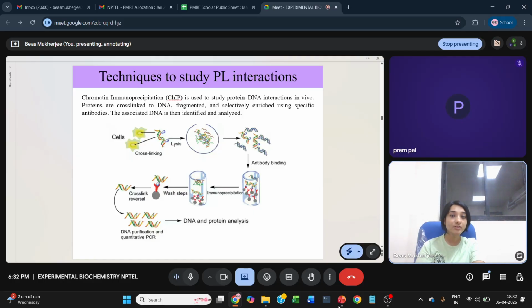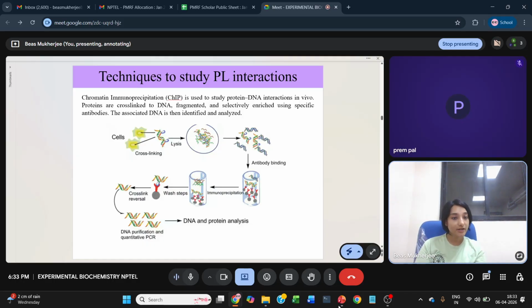Now we will look at another method which is relatively very simple. This is chromatin immunoprecipitation. So that one was between a protein and another protein, or a protein and a ligand, let's say a small molecule. With SPR you can also do it between a protein and DNA, but then a lot of things would be required.